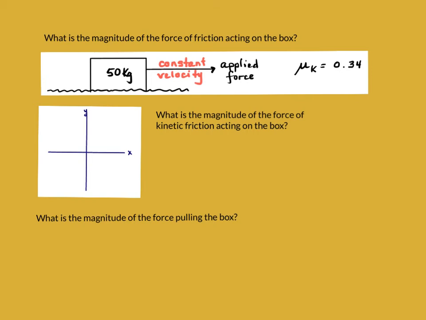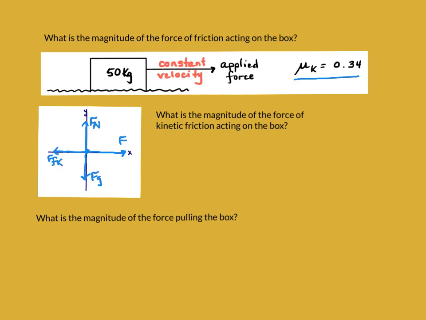A 50-kilogram box is being pulled horizontally across a floor at a constant velocity. I give you the coefficient of kinetic friction, and it's kinetic friction because it's moving across the floor. So the first thing we should do is start with a force diagram. Obviously we've got our force of gravity, and an equal but opposite normal force. We've got an applied force, and we've got a force of friction here, and we're going to call it kinetic friction.